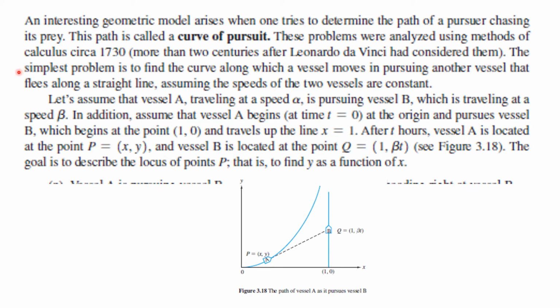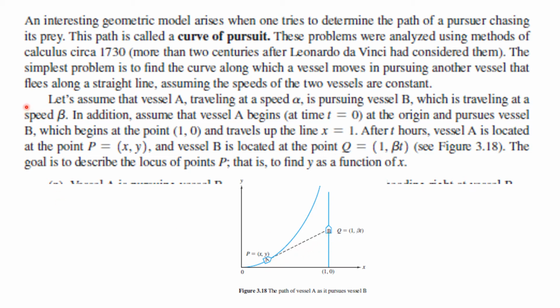The simplest problem, which is what we'll talk about here, there can be much more complicated problems, is to find the curve along which a vessel moves in pursuing another vessel that flees along a straight line, assuming that the speeds of the two vessels are constant. If you change these assumptions, it is a way harder problem, of course. And vessel here means, let's just think about these being ships. So here is a vessel A, and here is a vessel B. So A is pursuing vessel B.